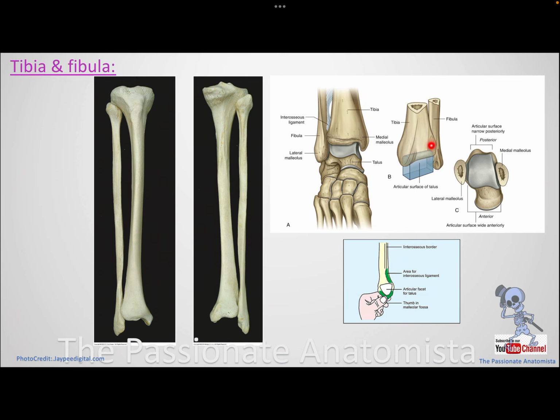And if you go up, you will find a smooth surface and a rough surface. The rough surface is for the interosseous membrane. If you look at the fibula from anteriorly, you will find the rough surface for the interosseous membrane, and the other smooth surface is for articulation with the tibia itself. So here you have articulation with the tibia, a smooth surface, and another rough surface. Okay, so these are the things I wanted you to know in the distal end of the fibula.